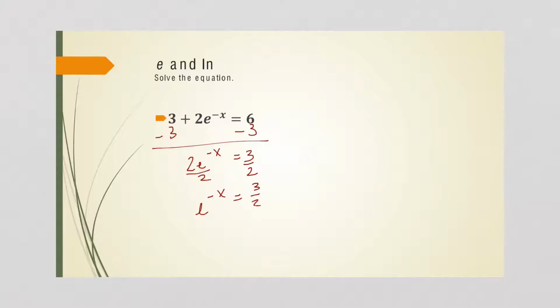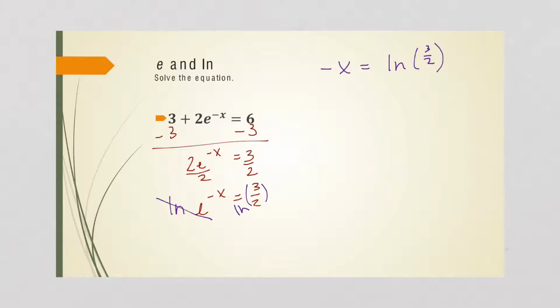This is where things get a little different. Normally, what you would do is you would change this to a log. But we don't really change e to a log. We take the natural log of both sides. And when we do that, it gets rid of the e part and brings the negative x down. So I have negative x equals the natural log of 3/2.